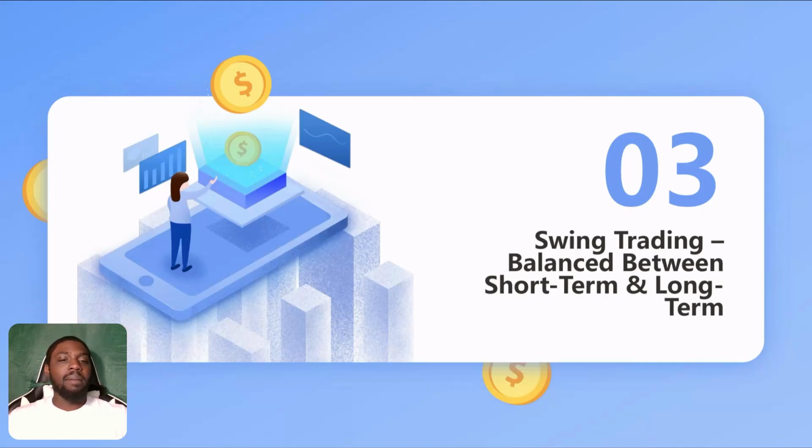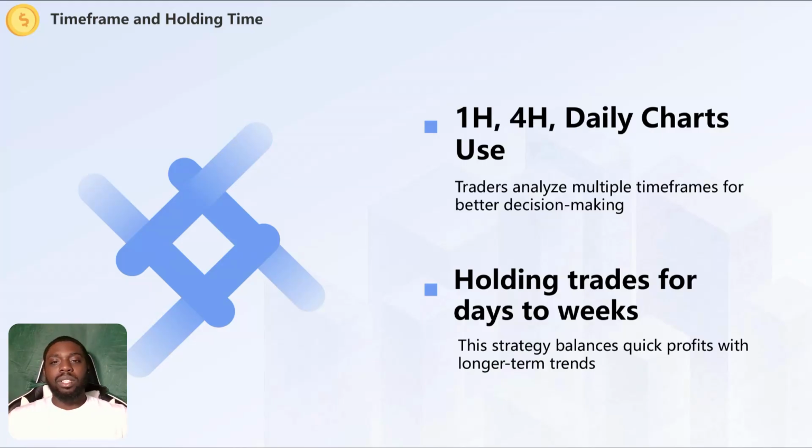Swing trading, balance between short term and long term. So the time frame and holding time: the 1 hour, 4 hour, and the daily charts. Traders analyze multiple time frames for better decision making, holding trades for days to weeks. This strategy balances quick profits with long-term trends.